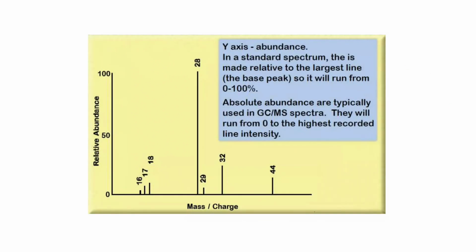And then the y-axis indicates abundance. In a standard mass spectrum, the y-axis is made relative to the largest line, which is the base peak. So it will run from 0 to 100%, the relative abundance. Absolute abundances are typically used in GCMS spectra, which is gas chromatography and mass spectroscopy. So they will run from 0 to the highest recorded line intensity. Those are absolute abundances, whereas in relative abundances, everything is normalized to the highest base peak.